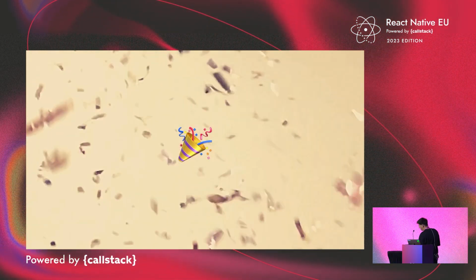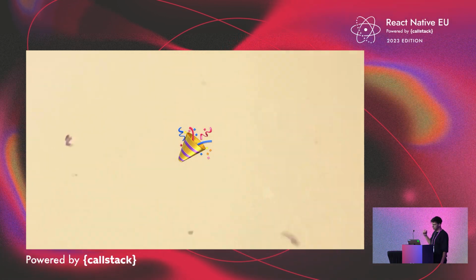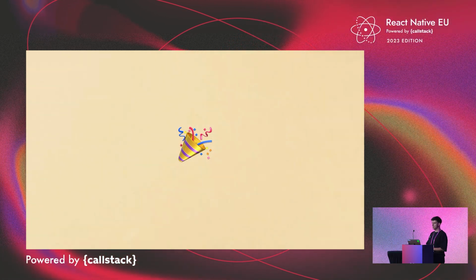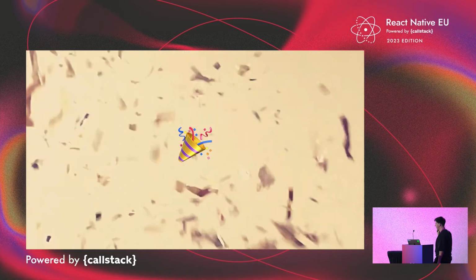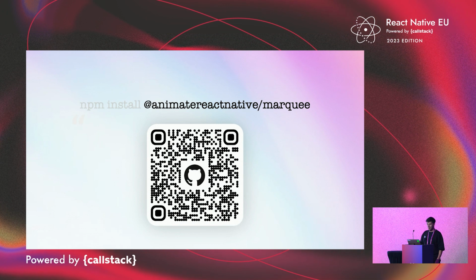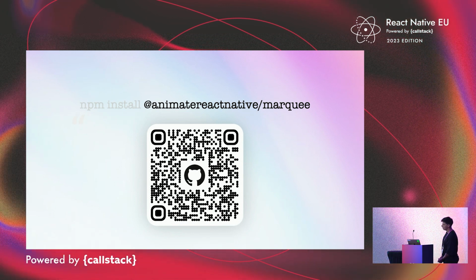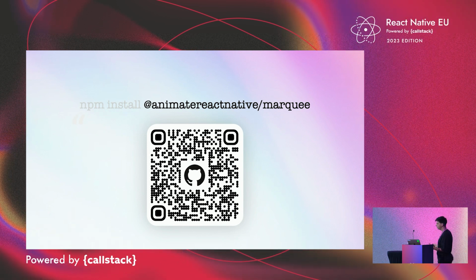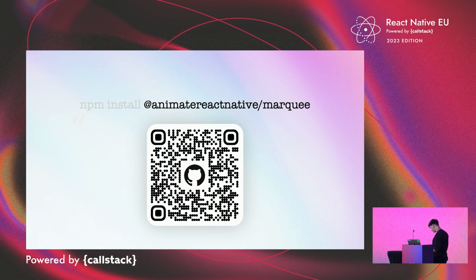Long were the times when I actually open sourced anything for this community, but I'm really happy to announce that I'm open sourcing a component responsible for creating this Marquee effect. And it's called Animated React Native Marquee. It's available on NPM already. And if you'd like to see the source code, you can scan the QR code here.